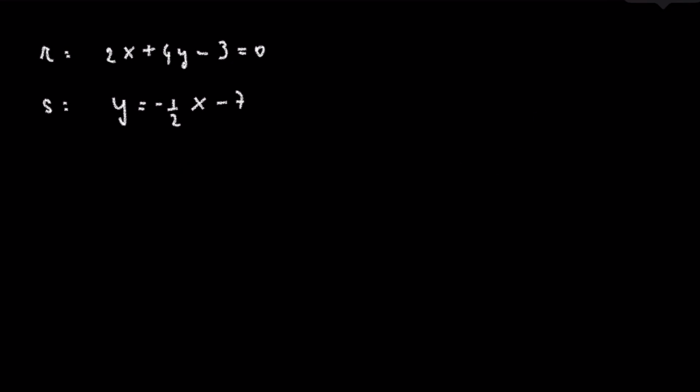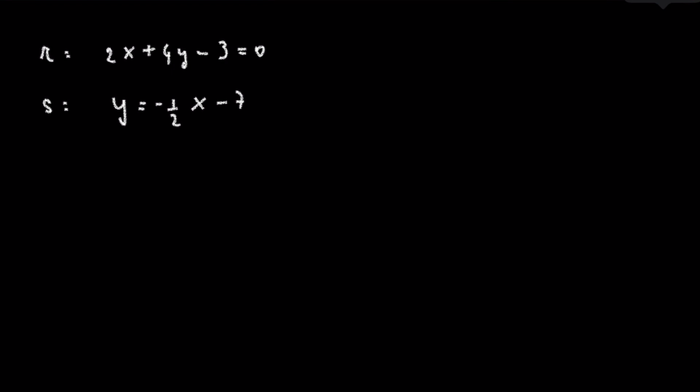Now let's put the concepts we just learned into practice with a simple exercise. Consider two lines, R, which is 2x plus 4y minus 3 equals 0, and S, which has equation y equals minus 1/2 x minus 7.